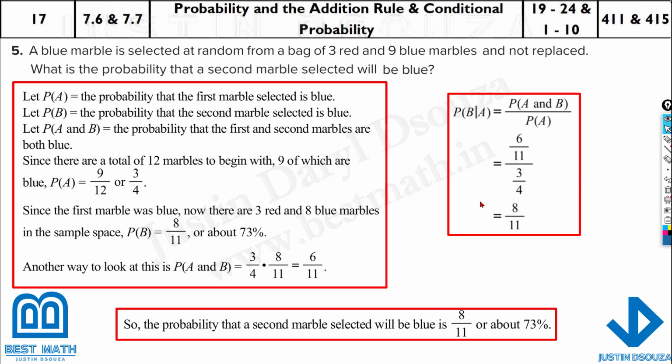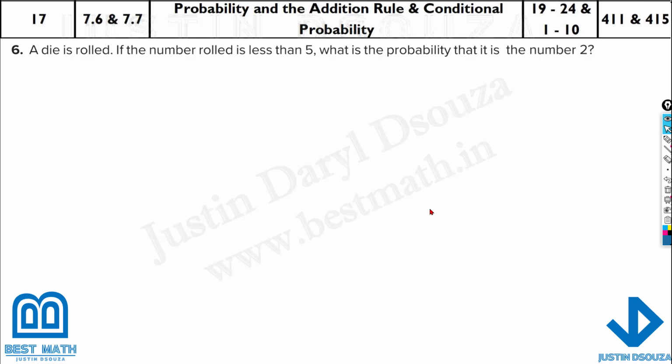That's how we solve it. It is conditional probability, but just remember for A and B, the first one, 3/4 is 9 by 12. Say 9 by 12 or 3/4. That's why I've written 3/4. Next one will be 8, because 1 blue is gone, and out of 12 there will be 11 only.